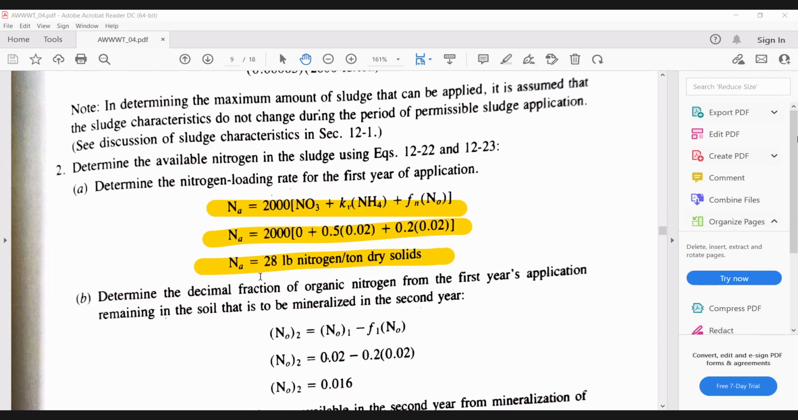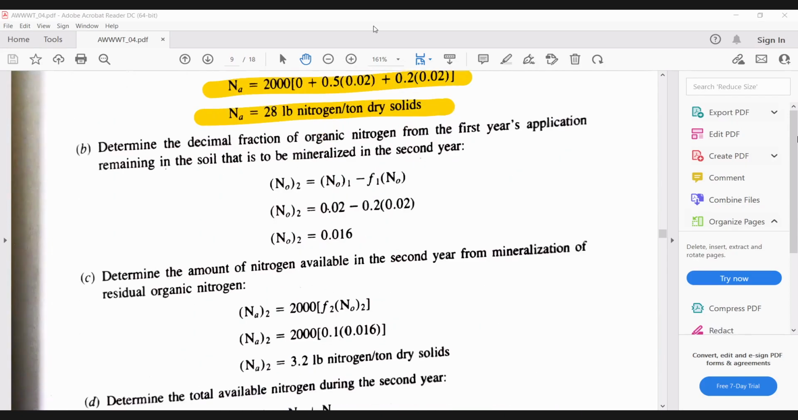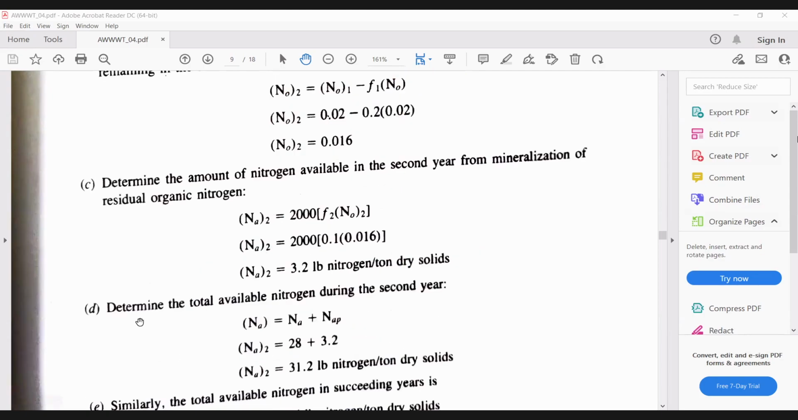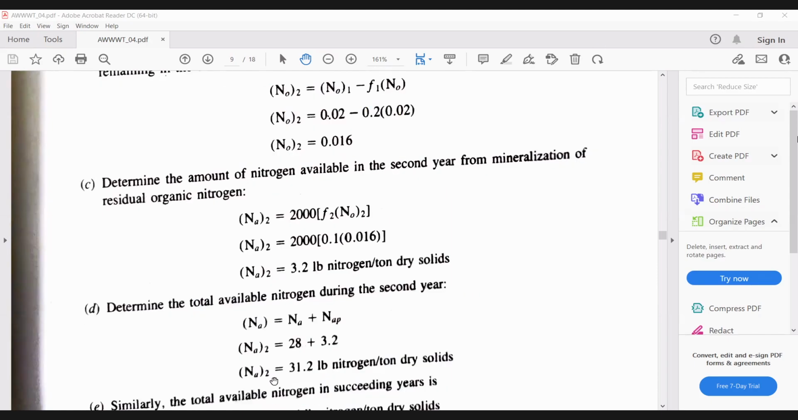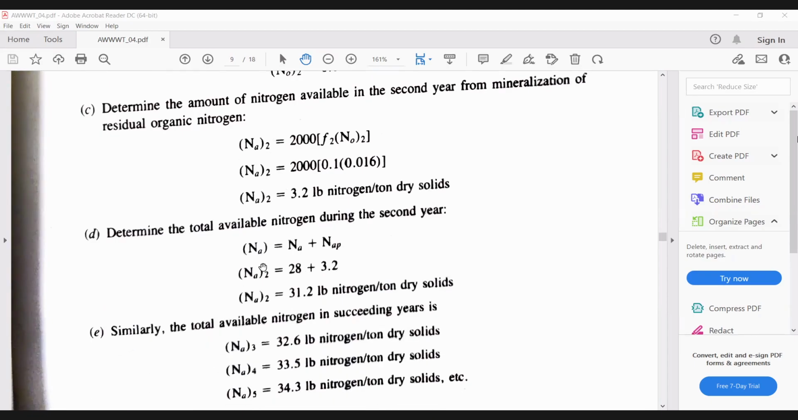Now, based on this year's value, determine the amount of nitrogen available in the second year. So for the second year, how much? This value multiplied by the fraction F2, which is 0.1, or 10%. These are the assumptions already given in a different table. Please look at that table and it will be clearer. Then again, determine the total available nitrogen. Here we have already calculated 28, and the data available for the second year is 3.2. So total 28 plus 3.2 is 31.2.